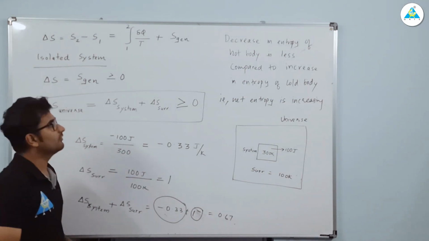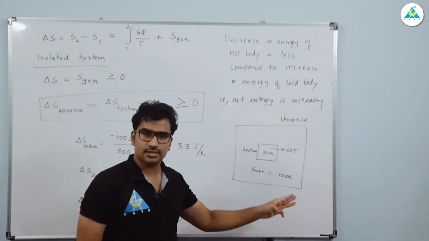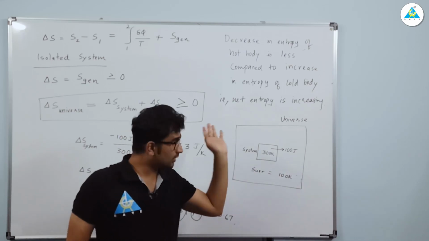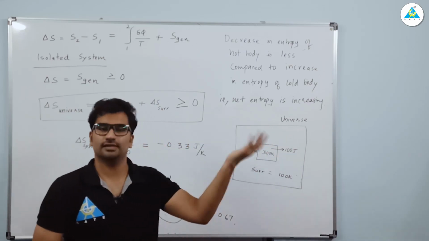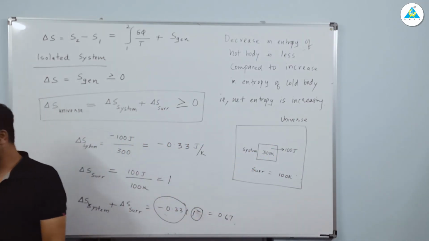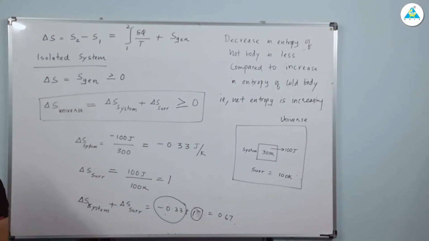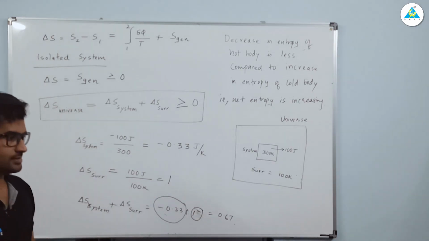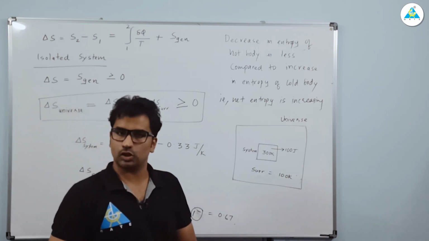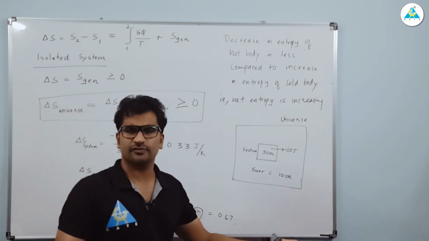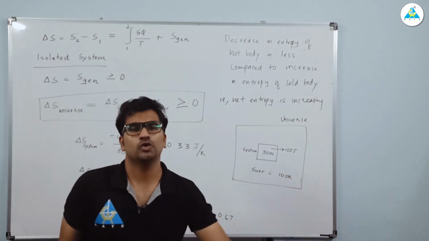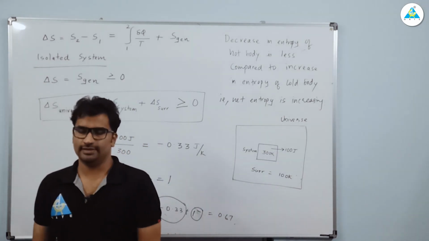So the net entropy of the combined system or combined universe or combined isolated system is increasing. Clear? So there is no actual process truly reversible, everything is irreversible, so automatically your entropy will be continuously increasing. Clear?